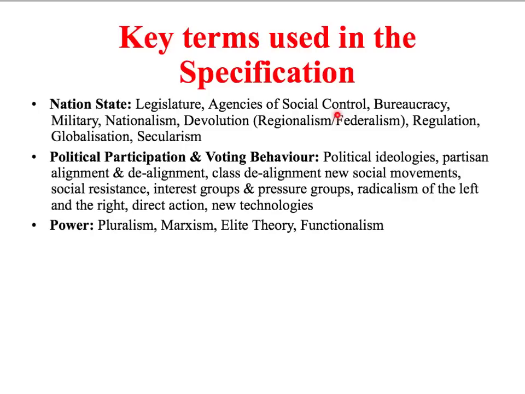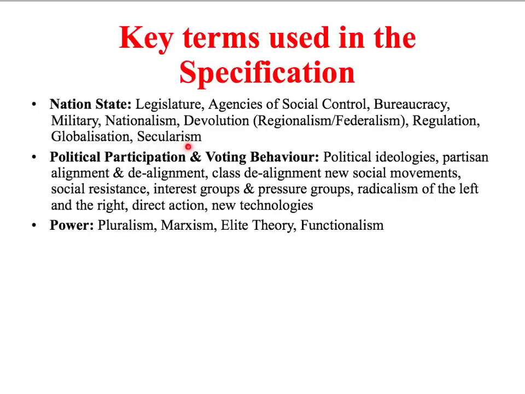enforcing the law. The bureaucracy refers to the administration of the state, and that refers to the role of the civil service. So the civil service are the administrators who help the politicians to govern the country. And a bureaucracy is an organisation that is based on the principle of legal rational authority. Devolution, remember, refers in a UK context to the setting up of the Scottish Parliament, the Welsh, Northern Ireland and London Assemblies, and that might be referred to also as regionalism or federalism.